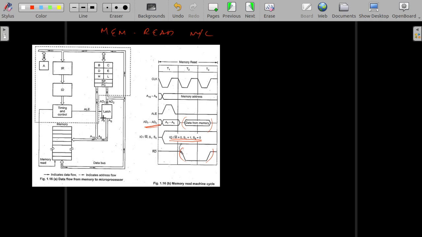Similarly, the address is given here and the latch is used, and the data goes wherever it is being read to. Here this is irrelevant because this is not an instruction fetch, so the data doesn't need to go to the instruction register. It is going to the accumulator. That is what is happening in the memory read machine cycle.